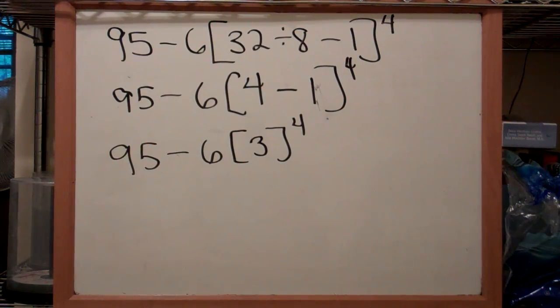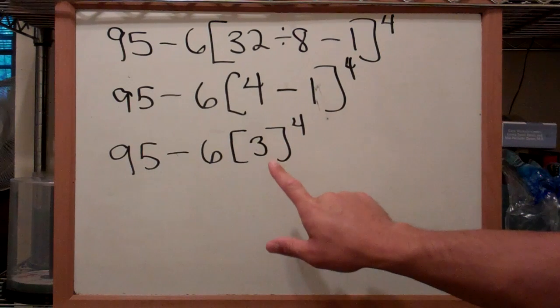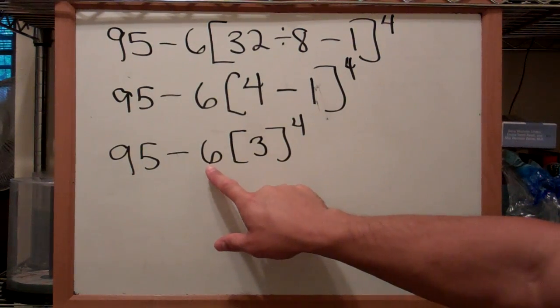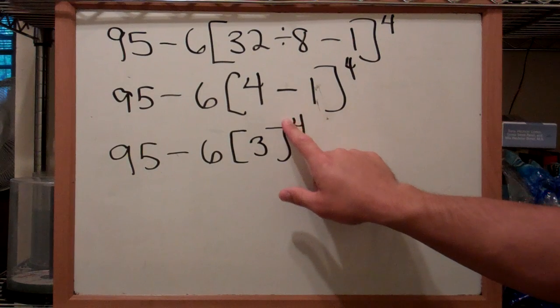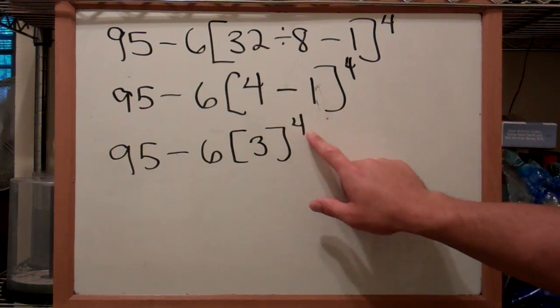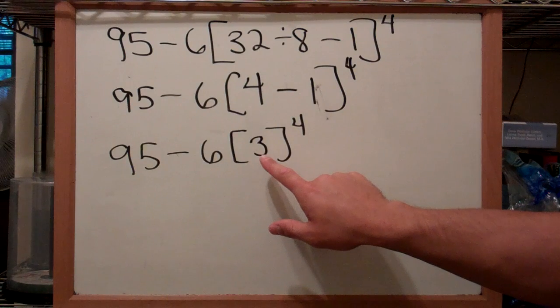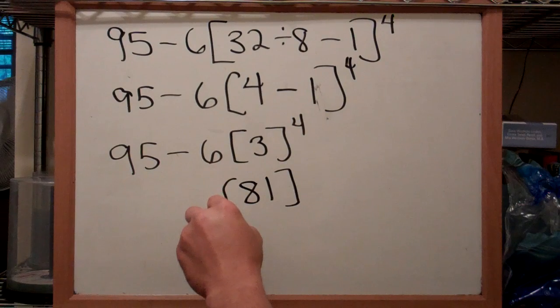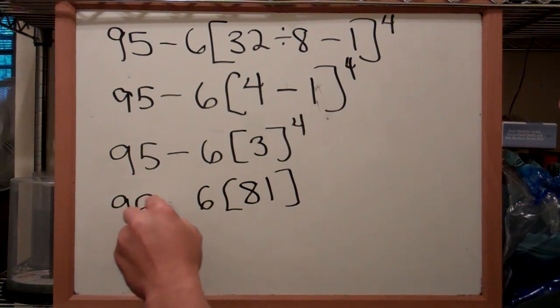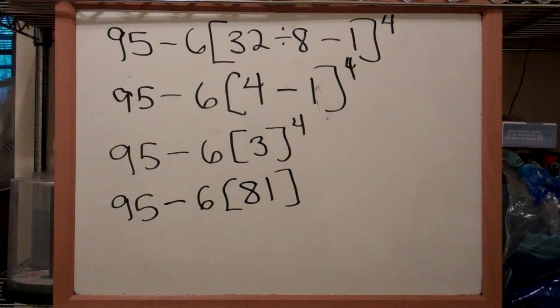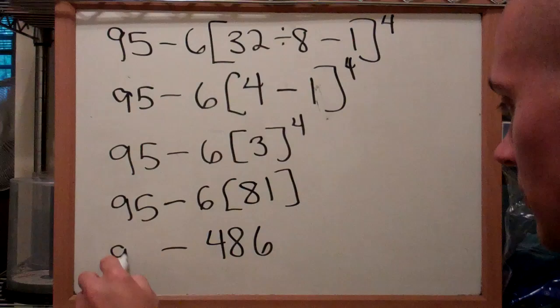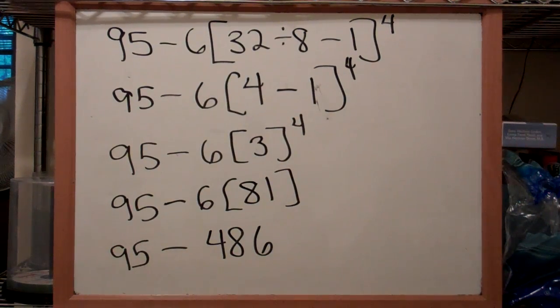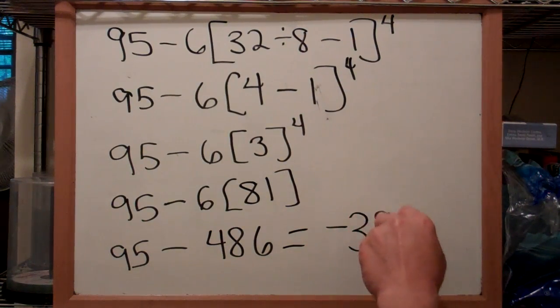And then here is where students get tripped up a lot, is the 3 inside the brackets. You are going to multiply the 6, but we have that exponent out here that takes precedence over the multiplication. So next we need to take 3 to the 4th power, which is going to be 81. And then we can multiply the 81 by the 6, and we would get 486. Okay, so last step then, 95 minus 486, which is equal to negative 391.